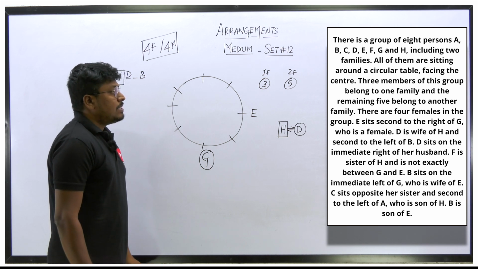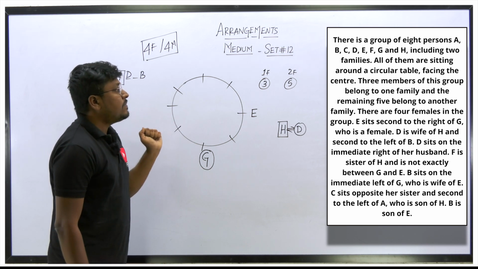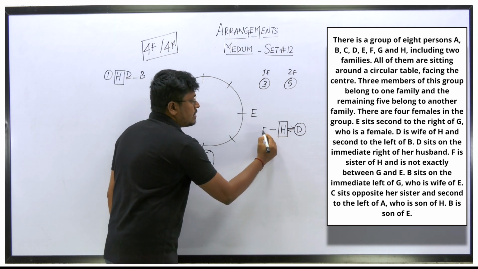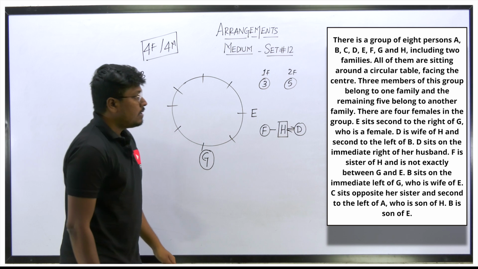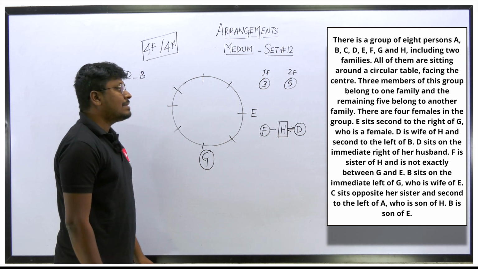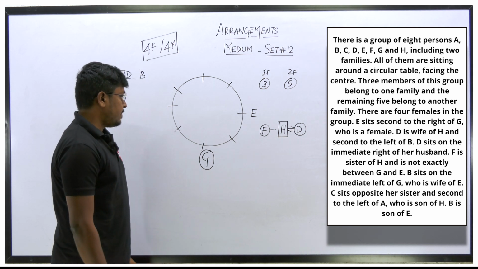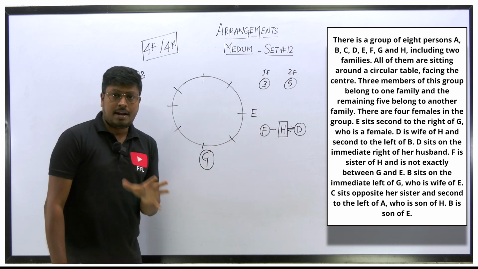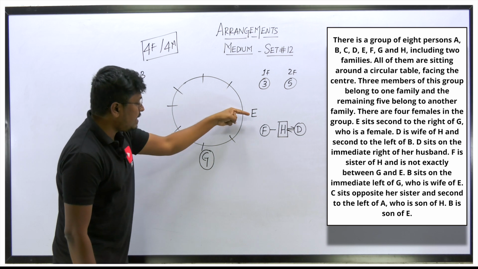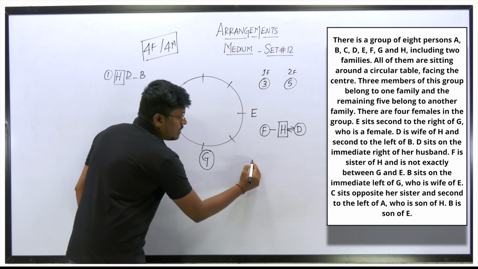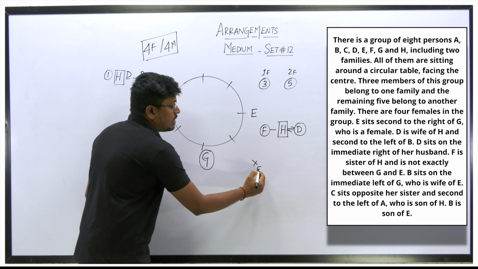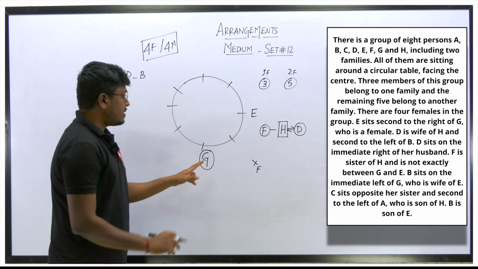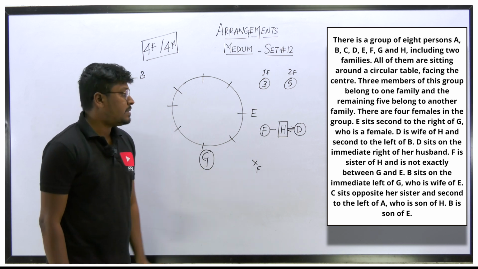F is the sister of H. So H's sister is F, a female person, and F is not sitting exactly between G and E. See, what they are saying is, the person F is the sister of H and the person F is not sitting between G and E. So here the person F is not sitting. Got it? So still now we have fixed only 2 persons, that is E and G.